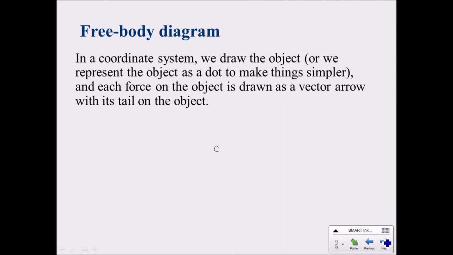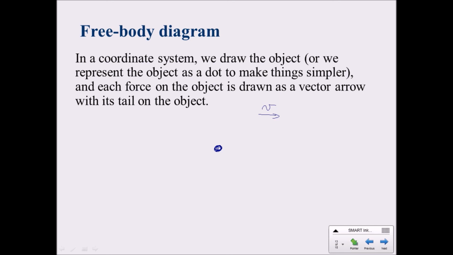And so for simplicity, we're going to represent the book with a dot. Again, you could draw the book itself, that's a very simple object, but we could just represent the object with a dot. And we have this book and it's sliding to the right. We're going to see that if it's sliding to the right, that's going to mean that the friction acts opposite the direction it's sliding.